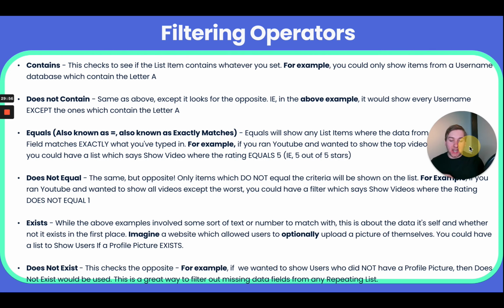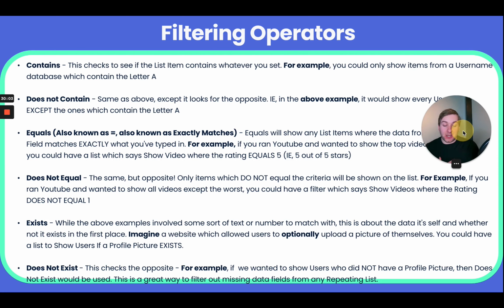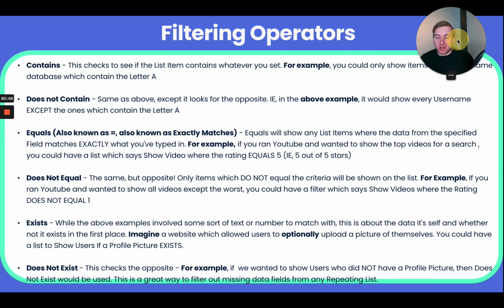So you've got contains, i.e., this checks to see if the list item contains whatever you set. You could only show items from a username database that contain the letter A. You've got does not contain, which just does the opposite. You've got equals, which is an exact match. So if you were running YouTube, that was your app, and you wanted to show the top videos for a search, you could have a list that just says show the video where the rating equals 5 or more stars, or you could equally do show me any video which does not equal 5 or more stars.